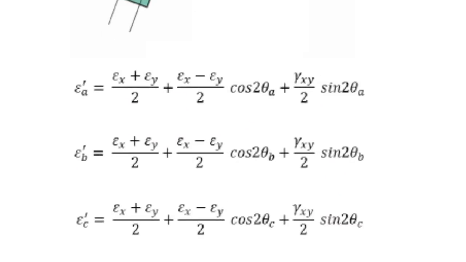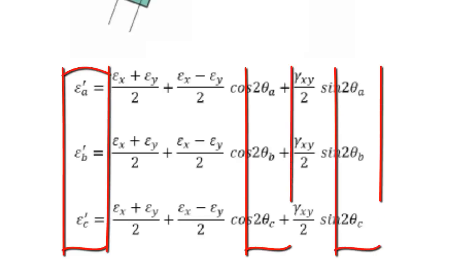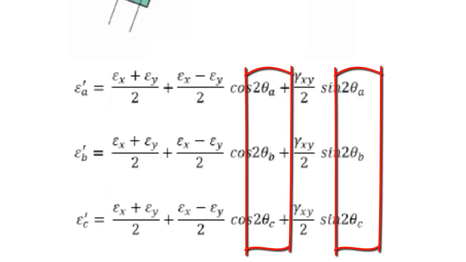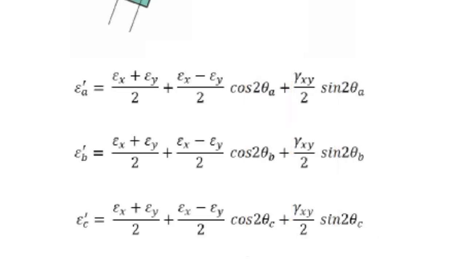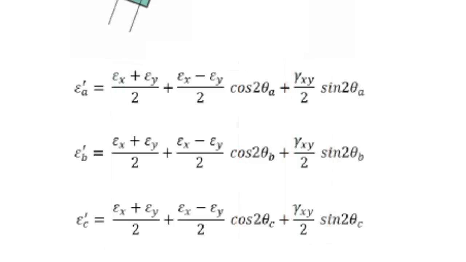So as mentioned, by recording the state of strain in sensors A, B, and C, and also knowing the angles of rotation theta A, theta B, and theta C, we obtain 3 simultaneous equations. And by solving them, we can determine the values of strain in the x direction, strain in the y direction, and shear strain on the x-plane in the y direction.